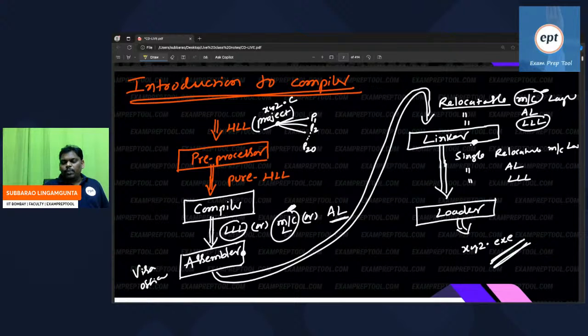High level, right? Preprocessor, high level to pure high level. Compiler, pure high level to low level. Assembler, low level to relocatable language. Linker will link, loader will load. Loading means hard disk to main memory mapping.